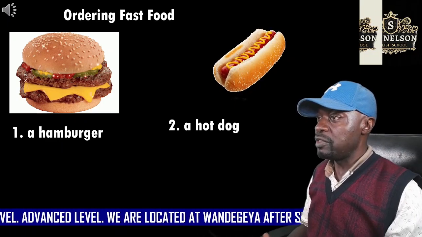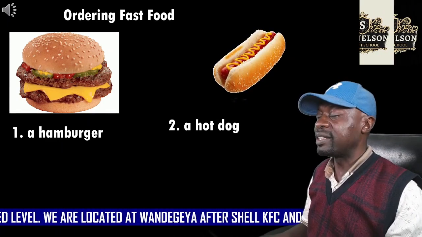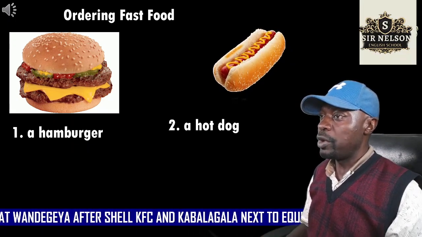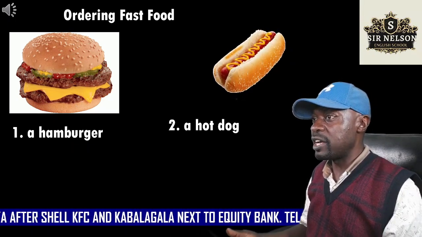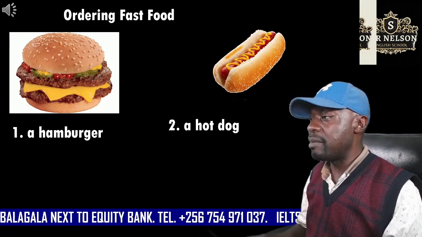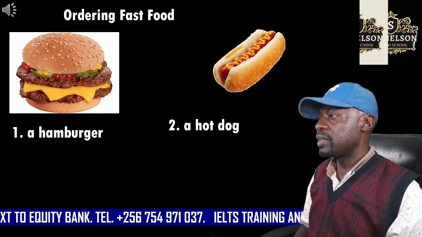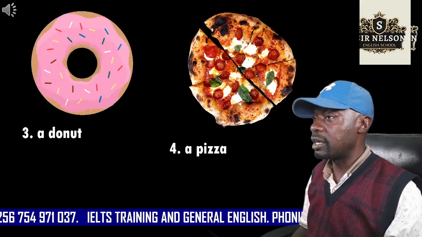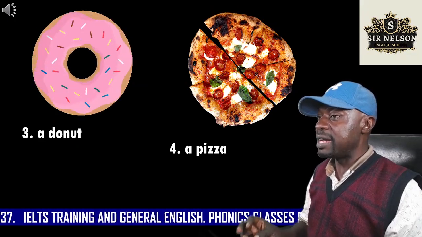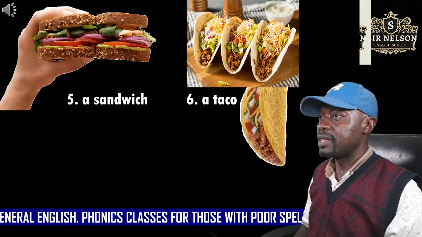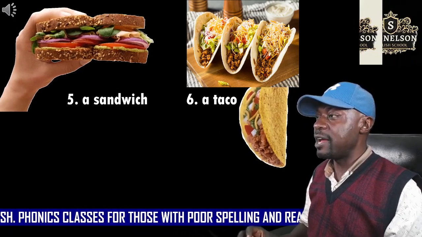So I'm going to give you the picture and how do we call this kind of food. Number one, a hamburger. When you go to a fast food restaurant, KFC, and you see something like that, that is called a hamburger. Number two, something which looks like that is called a hot dog. Then we have a donut. Number four, a pizza. Number five, a sandwich.